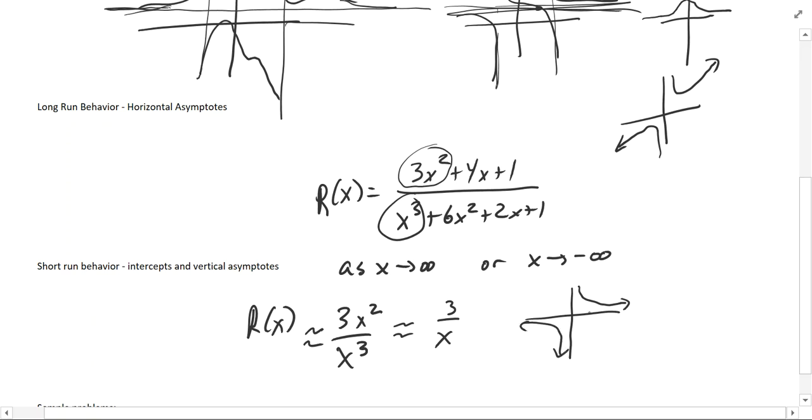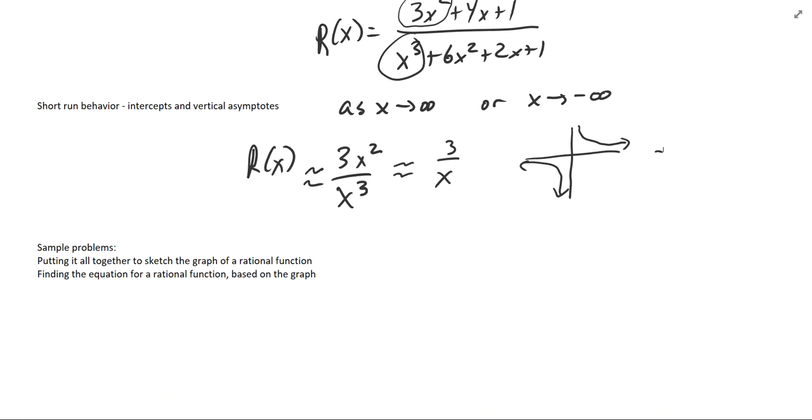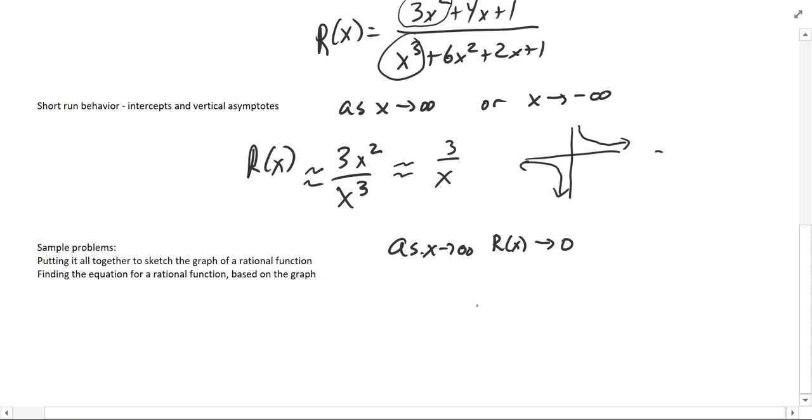This was the 1 over x, or a number divided by x sort of function. That power function looked like this. And so as x goes to infinity, it's going to taper off here. It's asymptotically going to get closer and closer to 0. So we would say as x goes to infinity, r of x goes to 0. We'll use this arrow there to indicate that we're heading to 0. And as x goes to negative infinity, r of x also tends towards 0.